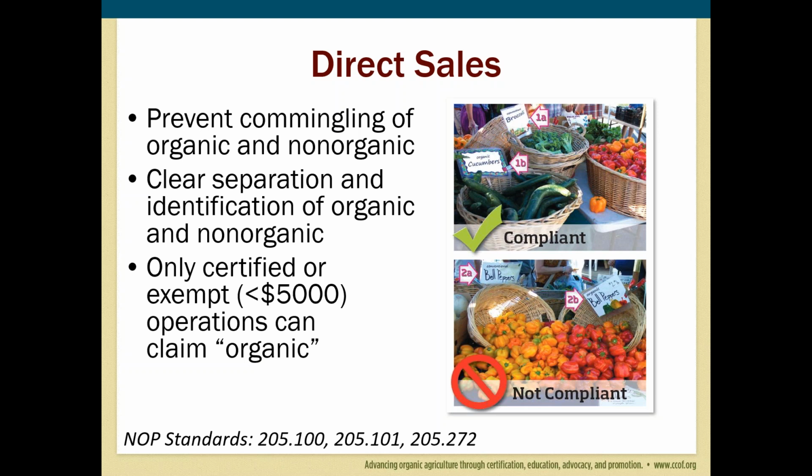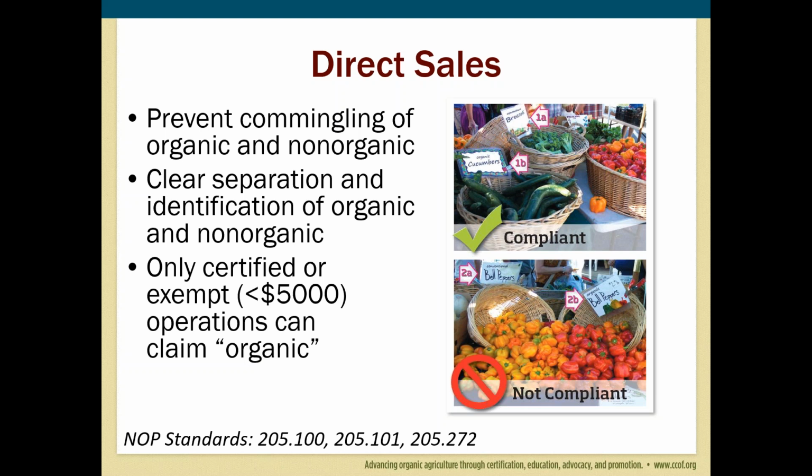And then lastly, I just want to touch again on the exemption for very small operations making less than $5,000 a year in annual sales. Those operations can make claims of organic without being certified, but anyone else making organic claims in any kind of direct market venue like a farmer's market does need to be certified. And what that means is that similar statements like organically grown are not allowed unless your operation is exempt.